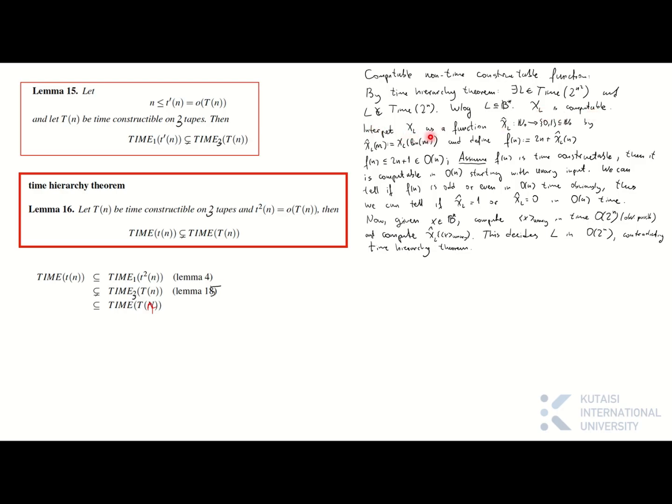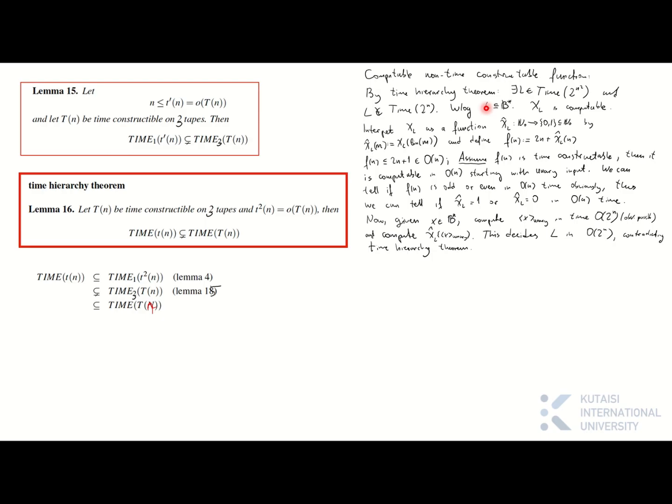So how do I interpret chi-L? It takes input strings and produces 1 if the string is in L, and 0 if it's not. Instead, I interpret it as a function from natural numbers to natural numbers. I call it chi-L hat. Chi-L hat on the number 5, let's say, I write 5 in binary, and then I check if it's in L or not.